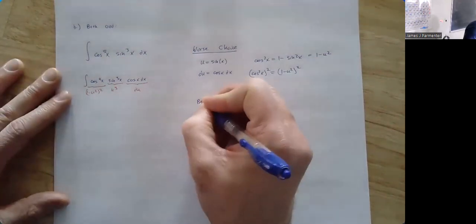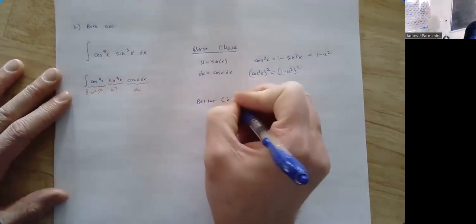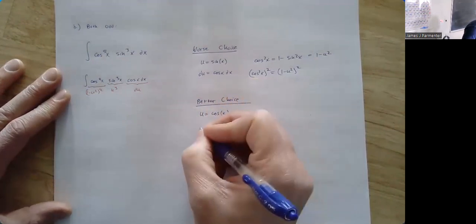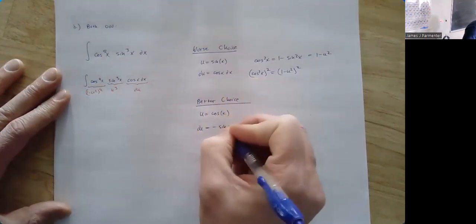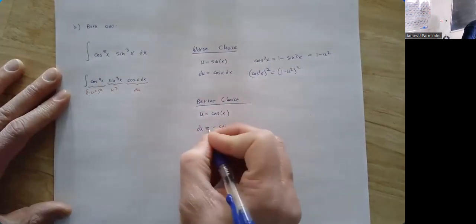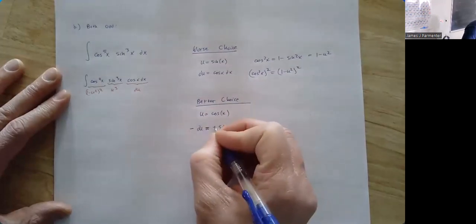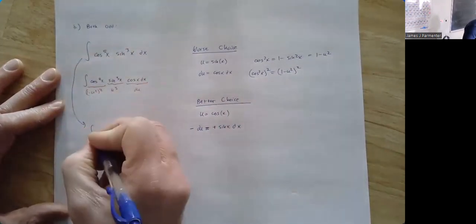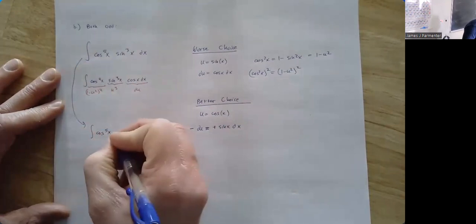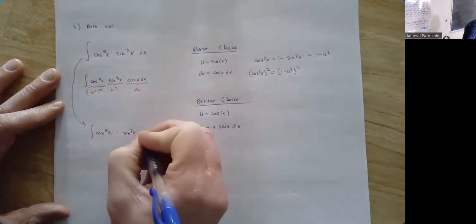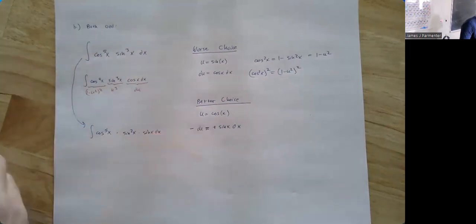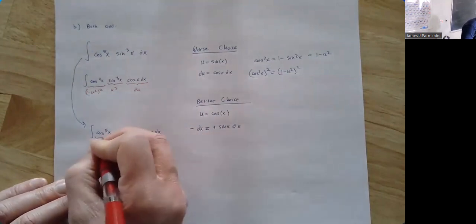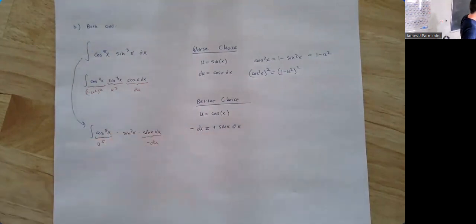The better choice here would have been to let u equal cosine. If we do that, then our du is negative sine of x times dx. I would change the signs and make it a negative du equal to positive sine of x dx. And then instead, we can break up our integral as cosine to the fifth x times sine squared x times sine x dx. And then there's our negative du. There's u to the fifth. And then we don't have to square our trig identity.